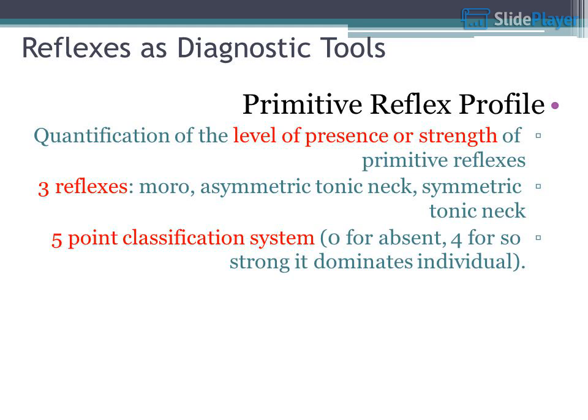Primitive reflex profile: quantification of the level of presence or strength of primitive reflexes. Three reflexes are measured: Moro, asymmetric tonic neck, and symmetric tonic neck. A 5-point classification system is used: 0 for absent, 4 for so strong it dominates the individual.